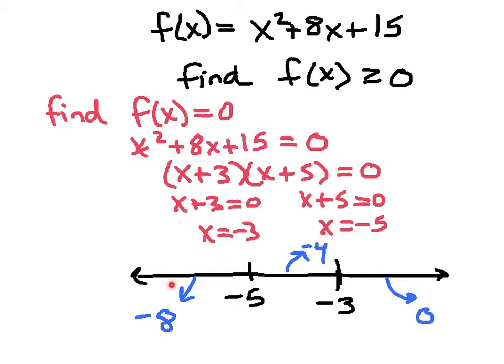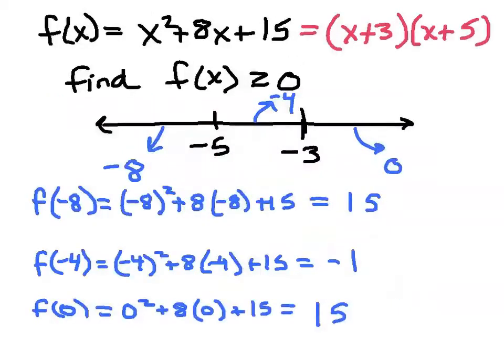If it is, I will shade this. I'm going to plug in -4 into my original function. Does it satisfy this inequality? Is it greater than or equal to 0? If it is, then I know those numbers in between -5 and -3 will satisfy that. And finally, I'll plug in 0 into my original function here. If it's greater than or equal to 0, then I know that that also will be greater than or equal to 0. So let's do that on the next page.